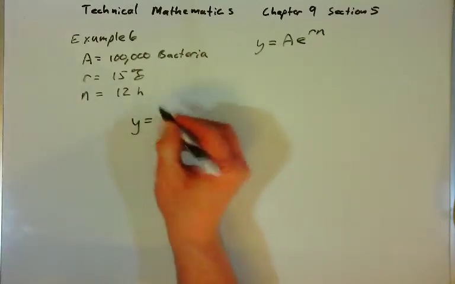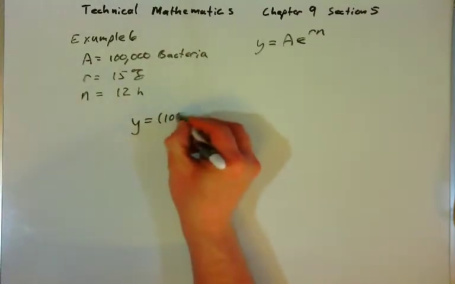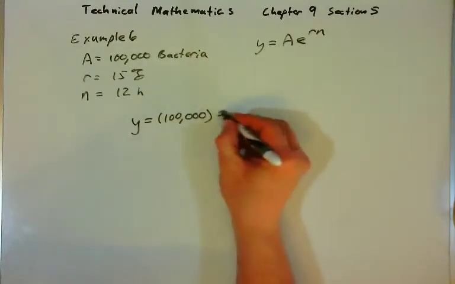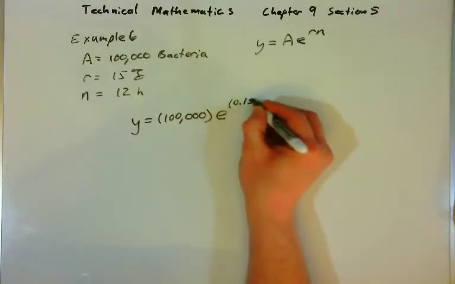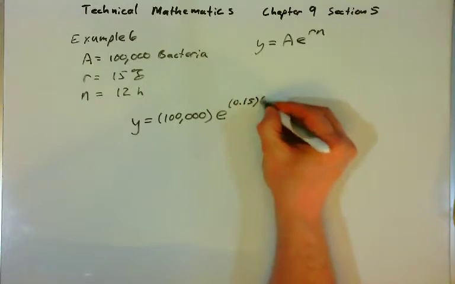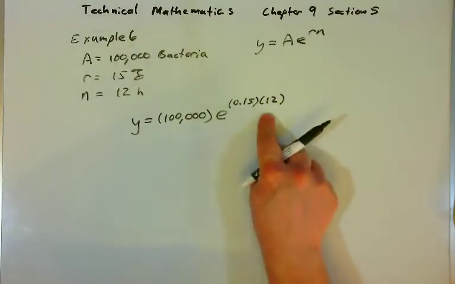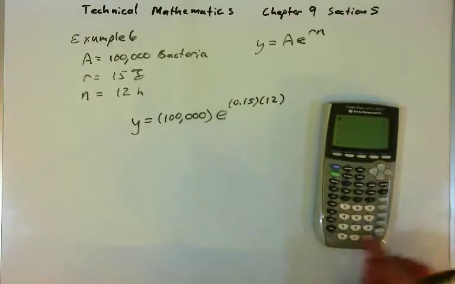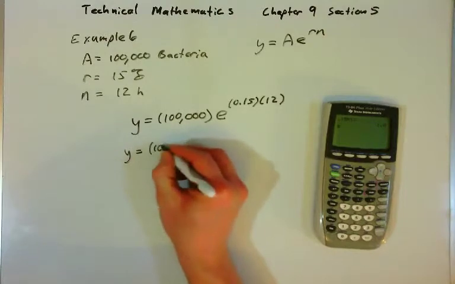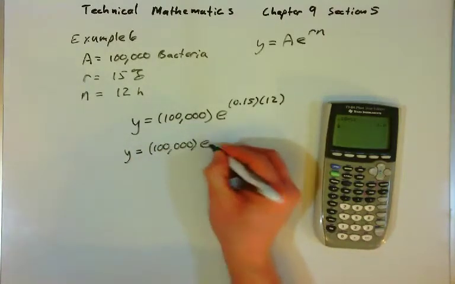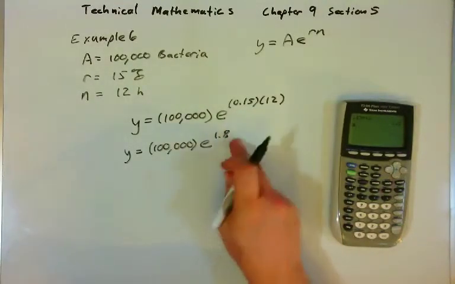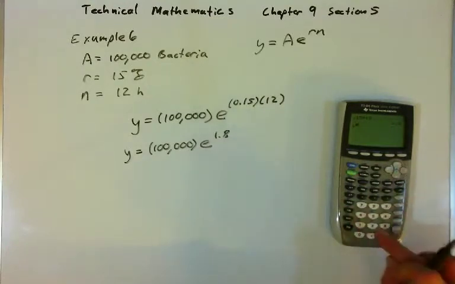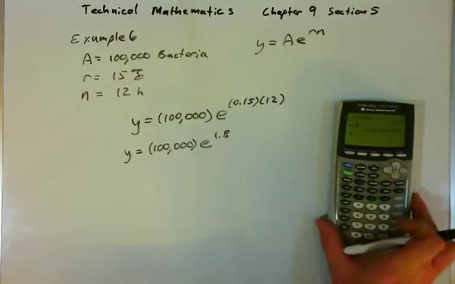And so y will equal a, the initial amount, 100,000, times e to the r, and again we want the rate to be a decimal, 0.15, so that's 15%, times the amount of time that has passed, which is 12 hours. And so work out the exponent first. We'll take 0.15 times 12, and we'll have y equals 100,000 times e to the 1.8 power. Now we'll work out e to the 1.8 power. So e to the 1.8 power is 6.05.